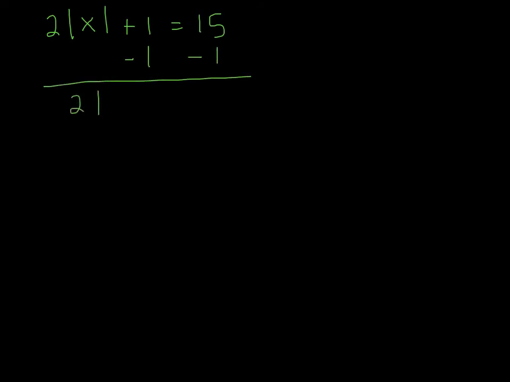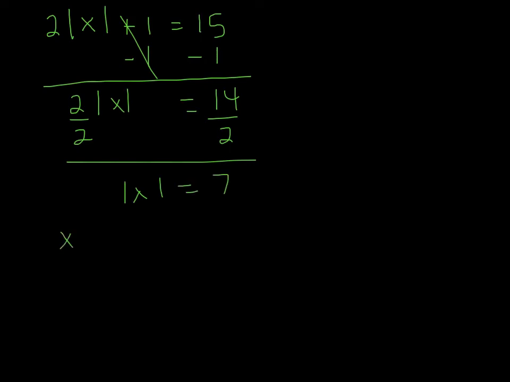Alright, so the next one. 2 times the absolute value of x plus 1 equals 15. So we got to get the absolute value all by itself, right? So we got to subtract 1 on both sides. We got 2 times the absolute value of x, those canceled out, equals 14. We divide by 2 on both sides. We have absolute value of x is equal to 7. So x can be 7 or x can be negative 7.